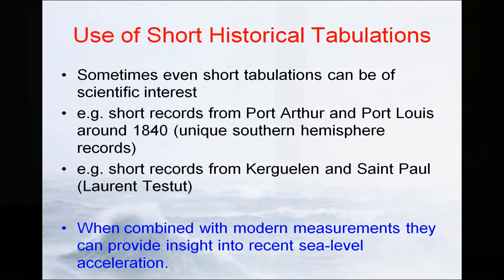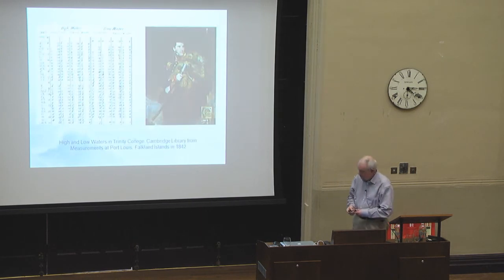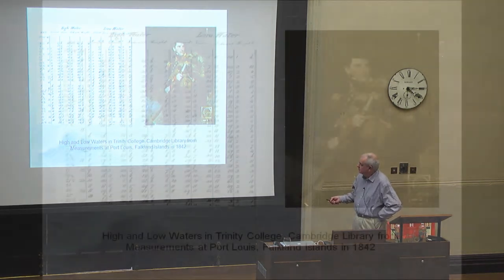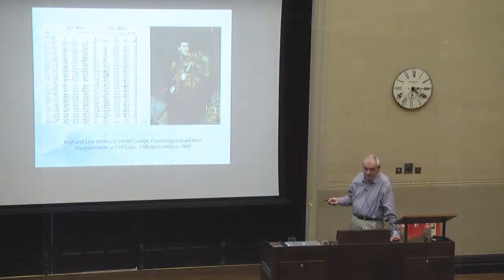But even though these are short records, they can be combined with modern measurements so we can get insight into recent sea level change. So I want to mention briefly the record of 6 months that James Clark Ross measured in the Falkland Islands. Now Ross did a fantastic job. He measured sea level for 6 months every half an hour. Okay, so it's quite a nice record. Those records went to the UK Hydrographic Office, and they've lost them. So this is an example of the 2% attrition rate that I mentioned before. Somebody should have been sacked, they're probably promoted or something.